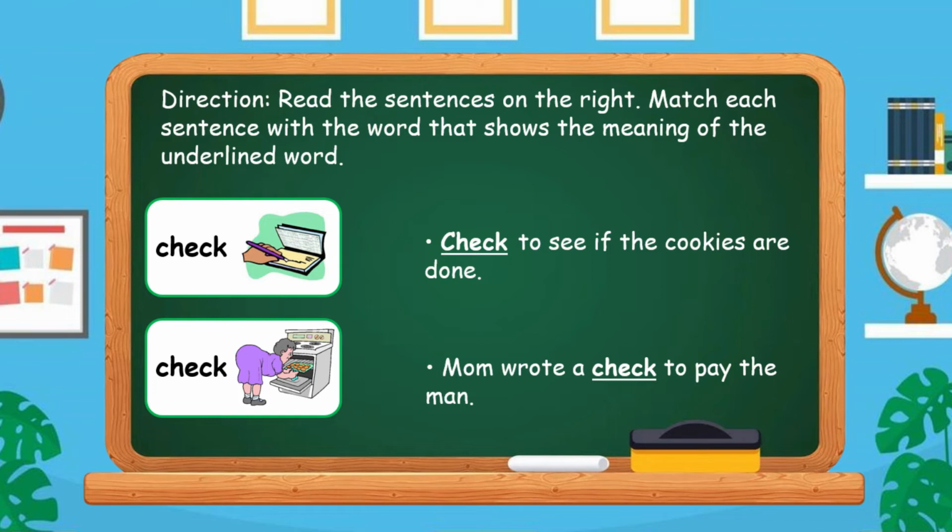Let's try another homograph. Check the next set of sentences. Letter A. Check to see if the cookies are done. Letter B. Mom wrote a check to pay the man. The underlined word for each sentence is the word check. Which picture best matches the word check in sentence number 1? Check to see if the cookies are done. Is it the first picture that shows writing in a checkbook? Or the second picture showing a woman checking on cookies? How about in sentence number 2? Which picture shows the word check?